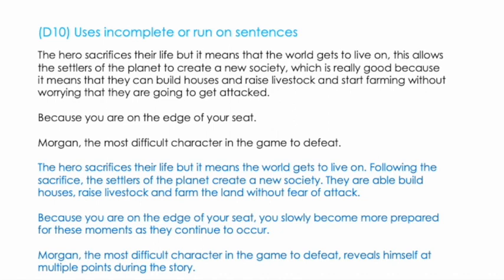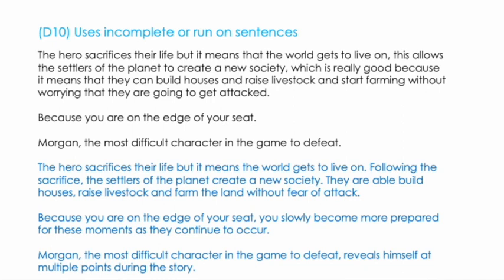The second improved example reads, "Because you are on the edge of your seat, you slowly become more prepared for these moments as they continue to occur." This is a complete sentence because it features the original part of the sentence, which includes the connective "because," but it also gives us additional information that makes that first part of the sentence make sense. This is called the relationship between a dependent and an independent clause. It all sounds pretty technical, but it just goes to show that you need to make sure that you finish a sentence, and you can't have a sentence purely based on the word "because," "if," or "so."